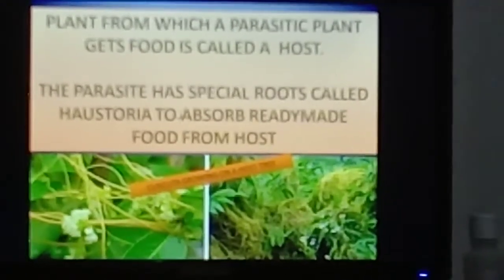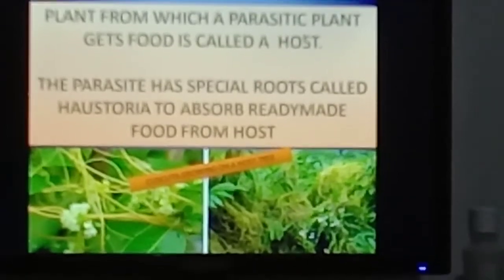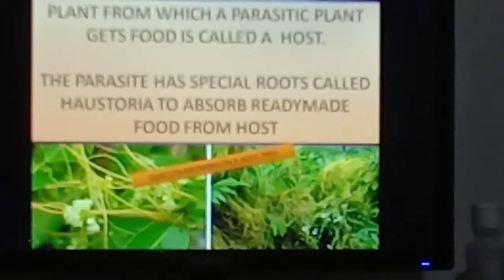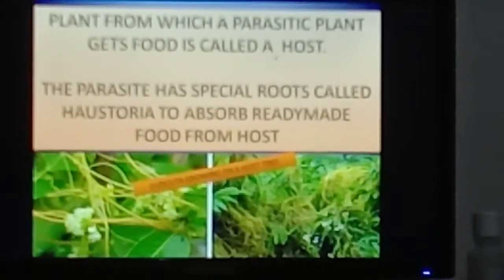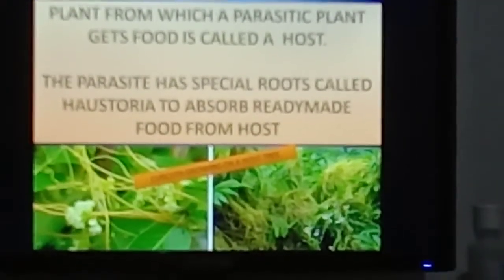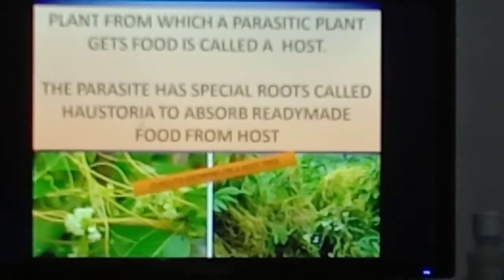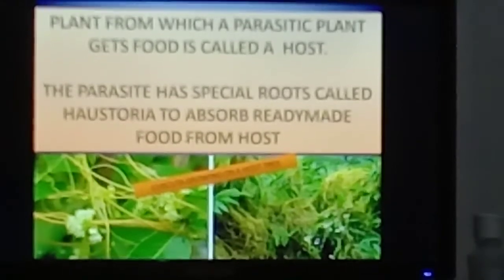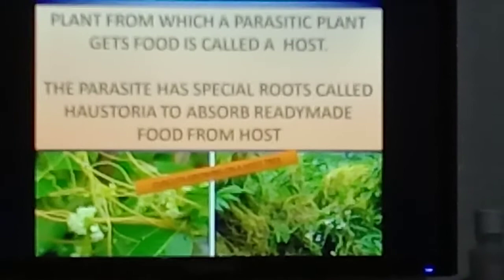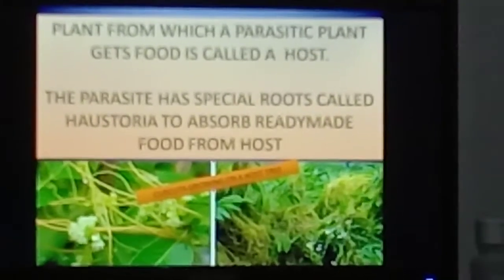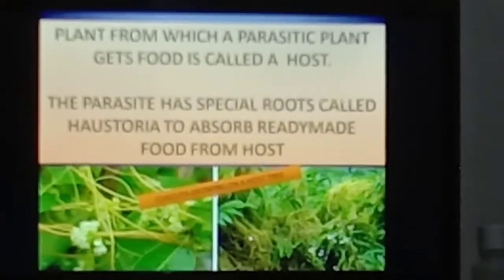In this slide, you can see Cuscuta growing on the host plant. The plant from which a parasitic plant gets its food is called a host. The parasite has special roots called haustoria to absorb ready-made food from the host. Here the green plant is there and the Cuscuta, which is a wire-like yellow colored structure, is growing on it.